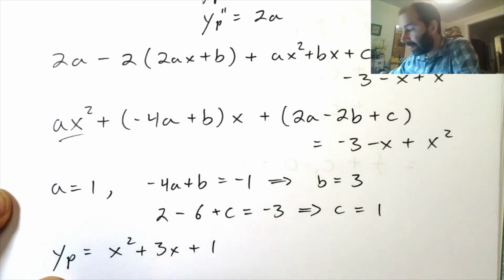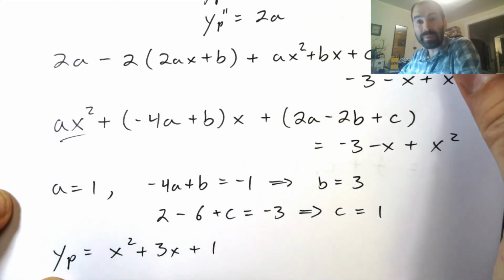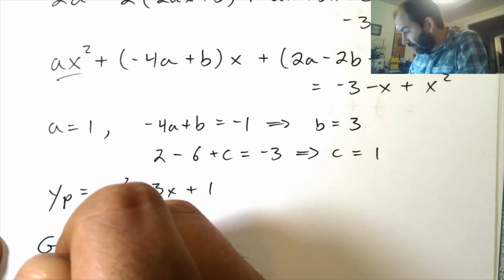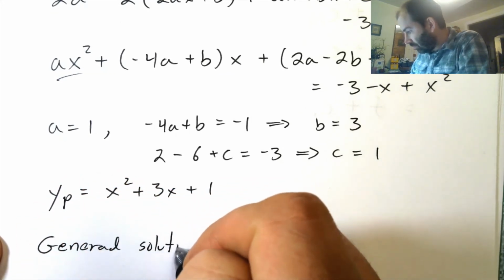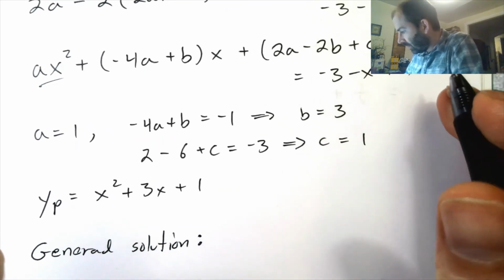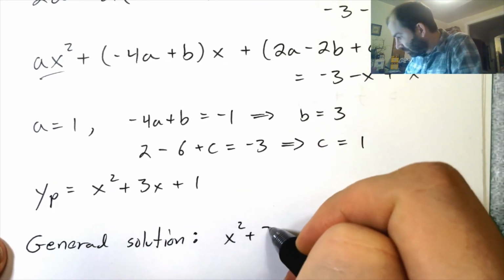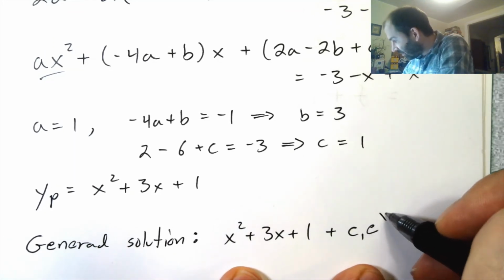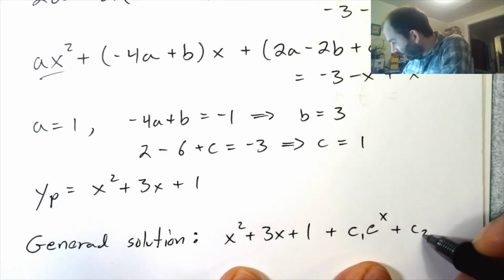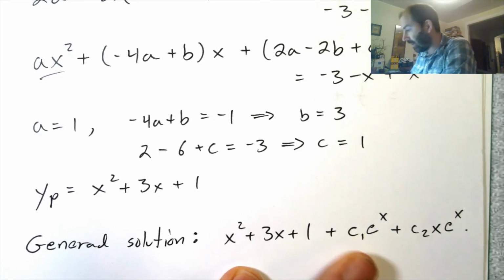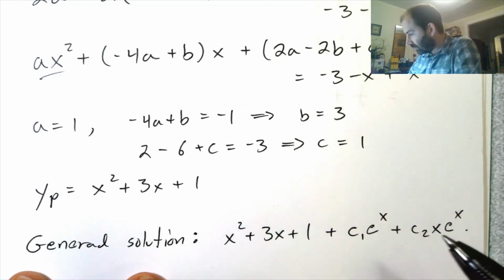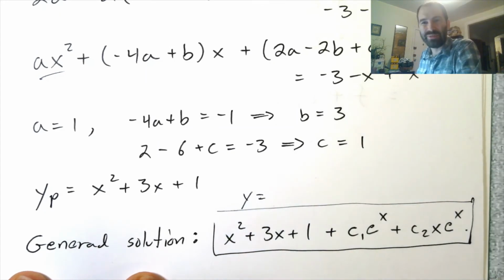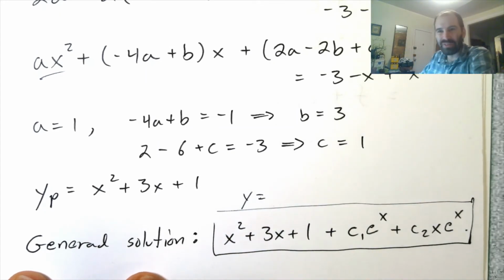Now we have our particular and our two complementary, and so we can write down the most general solution, right? The general solution is the particular plus any constant times the first complementary and any other constant times the other complementary. So there we have it. Usually I write y equals, but I just didn't fit it in there this time. And this will solve that differential equation.